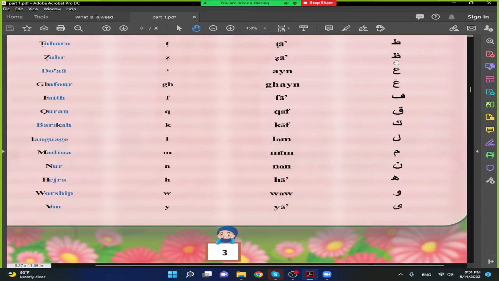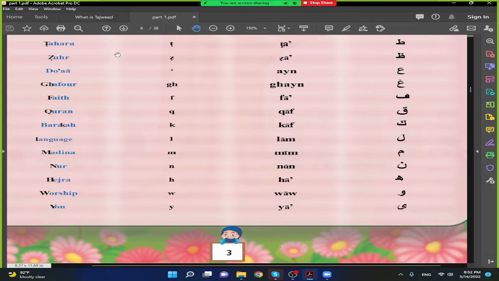Next is Zo. Zo starts with the Z sound, like in the word Zohor. Zohor is a Salah name. You know Fajr, Zohor, Asr, Maghrib, Isha. Do you know the Salah names? Fajr, Zohor, Asr, Maghrib. At midday, we perform Zohor Salah. Okay, we will learn about the Salah inshallah in our next classes.